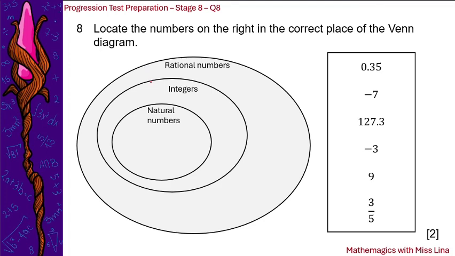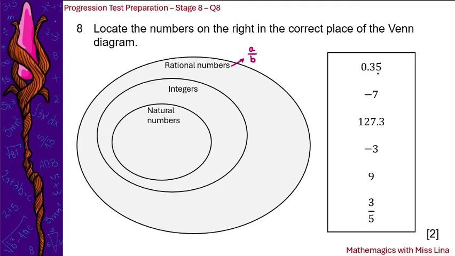Today we're going to check the progression test style question number 8 of stage 8. This one is about the classification of the real numbers, and we are given a Venn diagram to locate these numbers on the right. Let's remember that the rational numbers are the ones that you could express as a fraction. So you are going to put here, of course, fractions or decimals when the decimal doesn't have infinite digits.